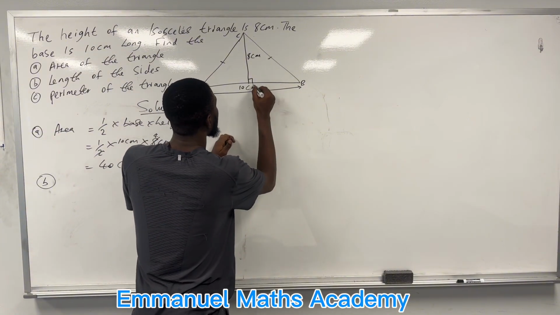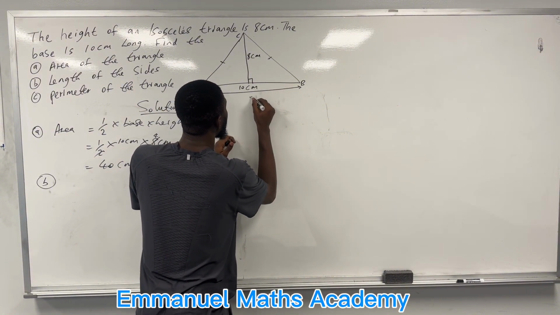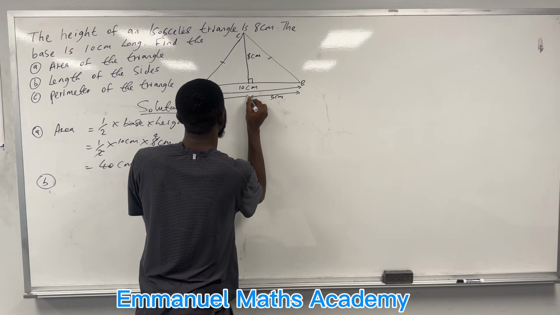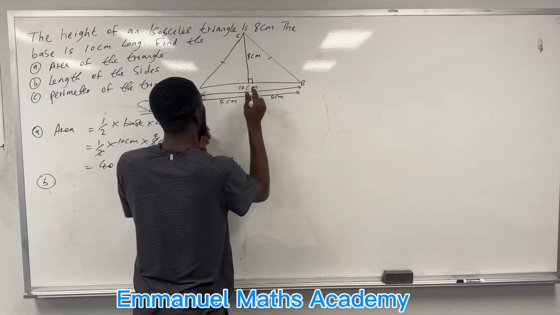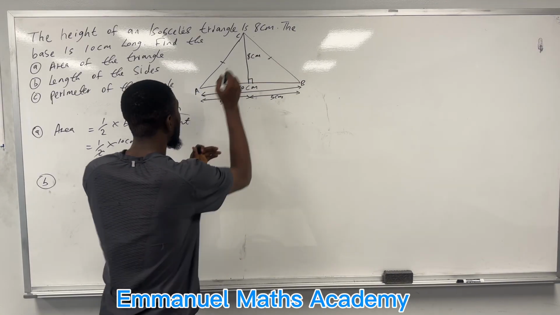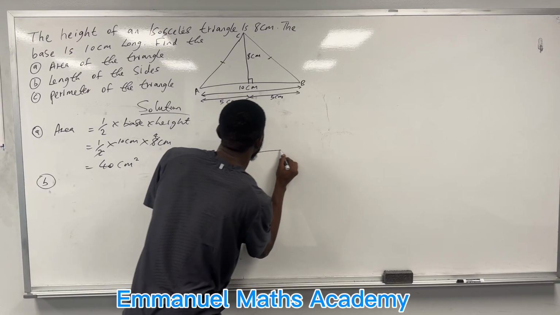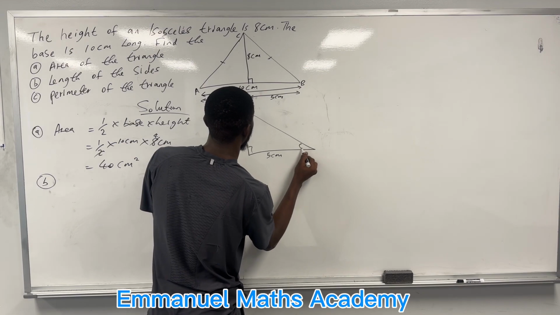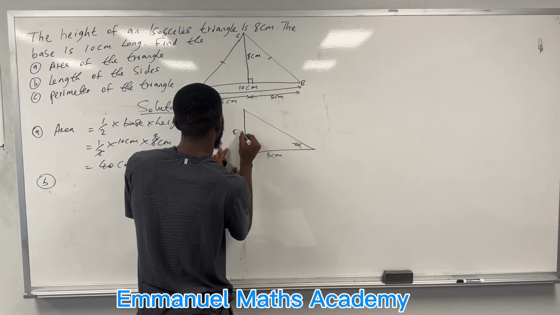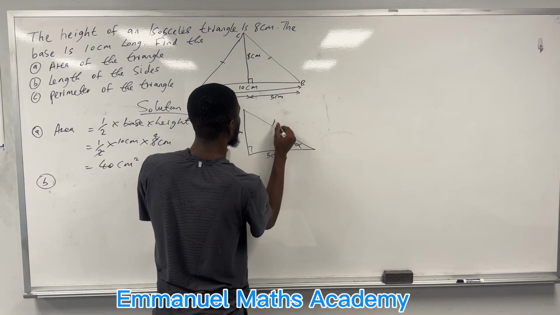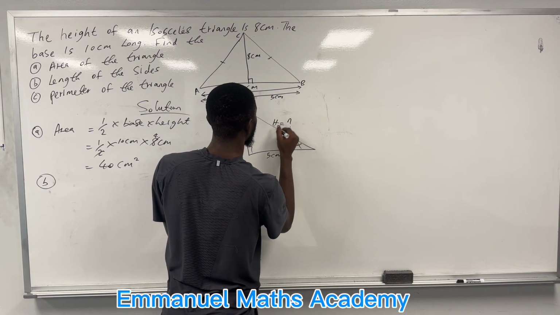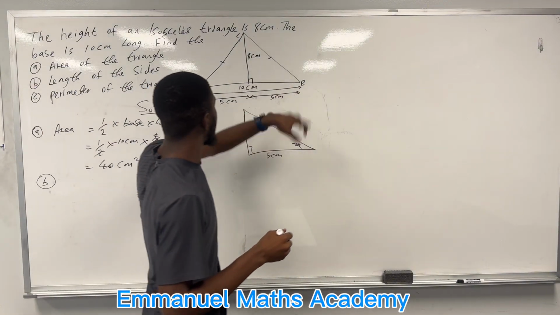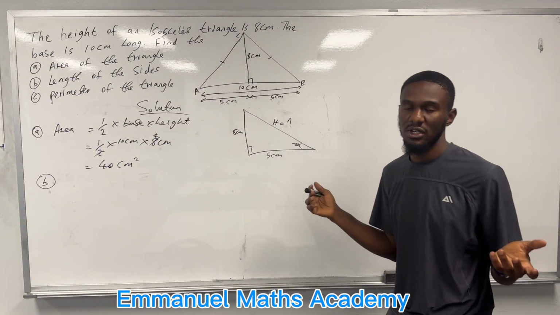Hence, from this point to this point is 5 cm. From this to this is also 5 cm. So let's take half of this triangle out. So if you take half, hence we have this, right? So you have 5 cm. This is the opposite. Here is what? 8 cm. And here is what? Unknown. Hypotenuse is unknown. Right? So we'll be getting this h, this side, using what we call Pythagoras theorem.